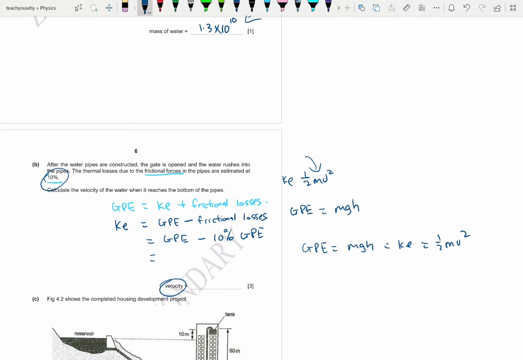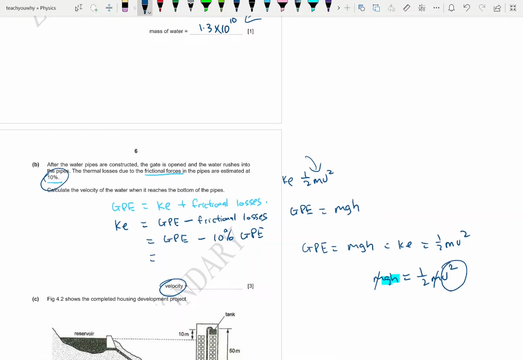So what you notice is that mgh is equal to half mv squared. You can cancel out, which means the velocity of the water rushing out is independent of the mass. Independent means it doesn't matter, I don't care what the mass is. You can put oil, you can put whatever liquid. The water or the liquid will be rushing out at a certain velocity that is dependent on the height and the gravity. So in this case, I would say it's quite straightforward.